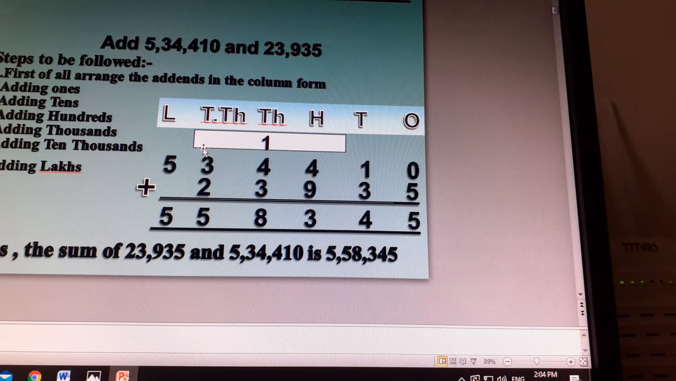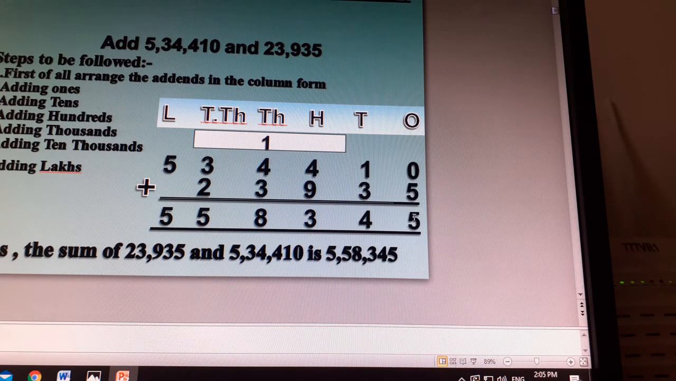Now you are seeing we are arranging these numbers in proper columns. The first number is 5,34,410. The next number is 23,935. Now we are going to add. From where will we start? Naturally, we start from right to left. In the ones column, when we add 0 and 5, what will be the answer? Naturally, when we add any number to 0, we get the same number. So 5 we will write at the bottom.